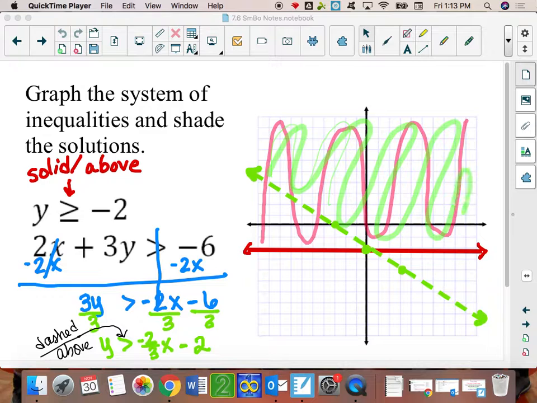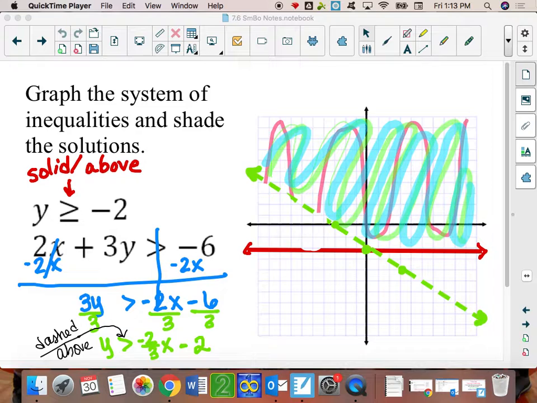And so where that shading intersects is my solution. So I'm going to erase this part because this wouldn't be included here. And so my solution of this system would be all of this. And notice, again, you're shading in between those boundary lines of those two lines. Okay, so that's the first one. And we just have one more.